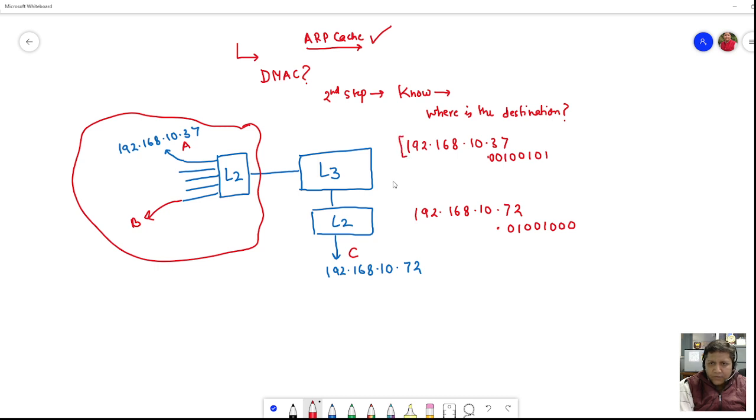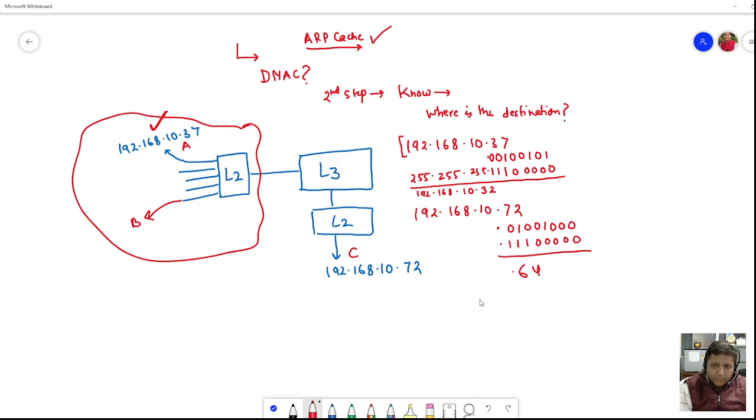Machine A will take its own address and do the bitwise AND operation with its subnet mask. So subnet mask is 255.255.255.11100000. The answer would be what? 192.168.10, and now you will know that the answer would be .32, because the subnet mask will give the subnet ID and the subnet ID was .32. When you apply the subnet mask over the destination, you'll get what? You'll get 64. Yes or no? Check it up.